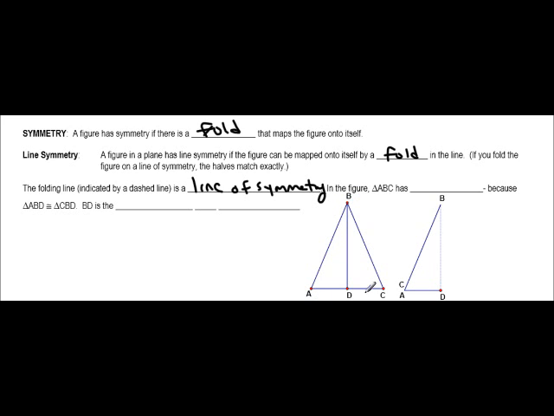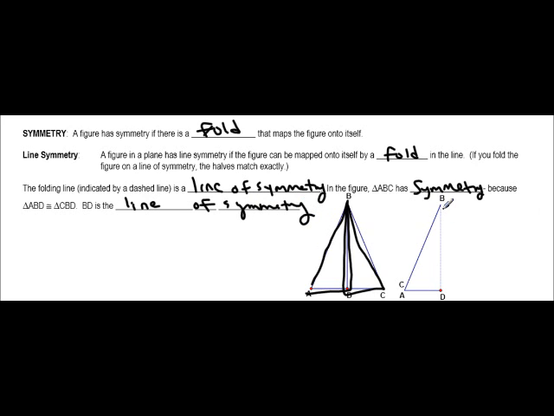And in this figure, triangle ABC has symmetry because triangle ABD is congruent to triangle CBD. BD is once again called the line of symmetry. So if you take half of the big triangle, this is your line of symmetry, and on the other side would be exactly the same half.